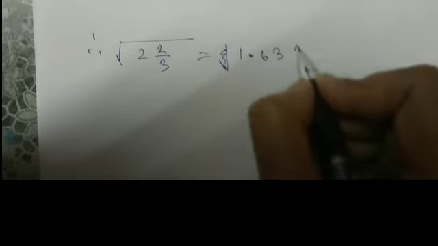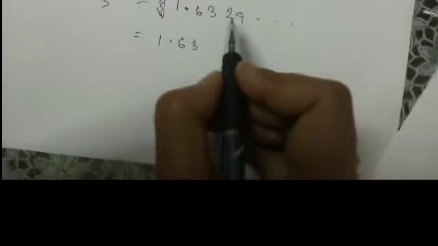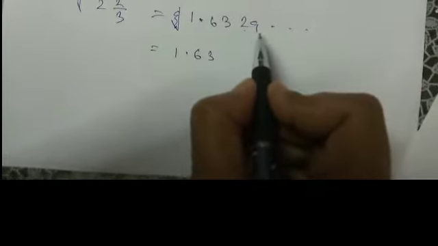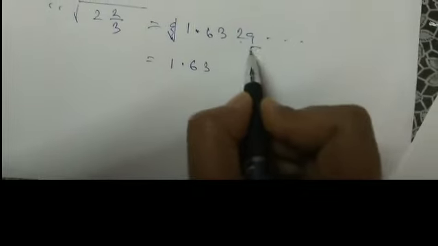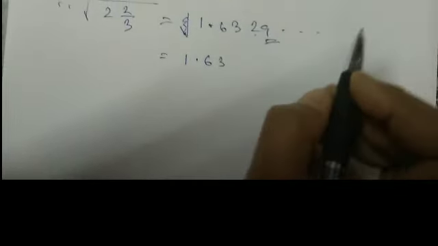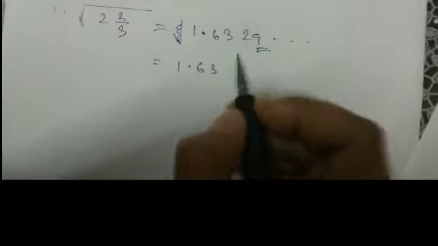So therefore square root of 2 by 3 can be written as 1.6329 and dot dot. So what we will do, after keeping the 3 decimal place, this 9 has to be left. So from 9, 1 will be added, it will become 3, right? So you write approx.